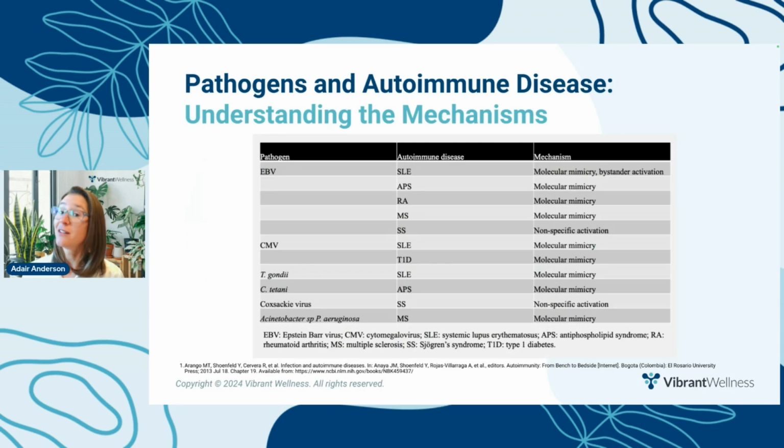It is well known that infectious agents can cause autoimmunity. Here are some common pathogens and mechanisms by which they trigger autoimmune diseases like lupus, antiphospholipid syndrome, rheumatoid arthritis, multiple sclerosis, Sjogren's, and type 1 diabetes.